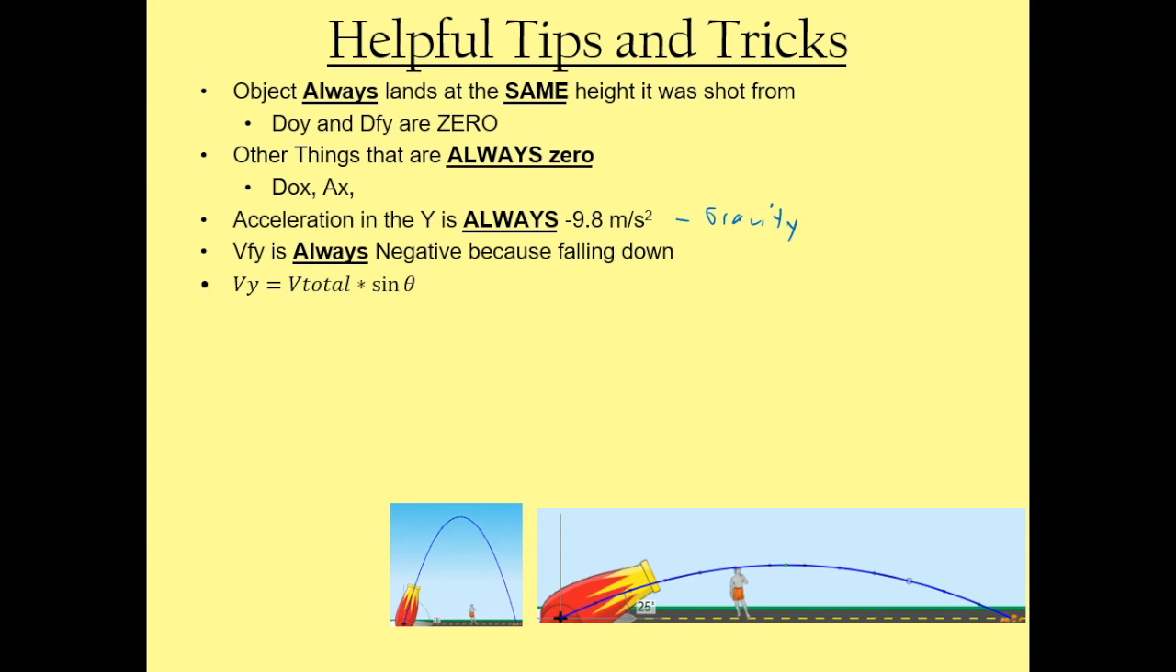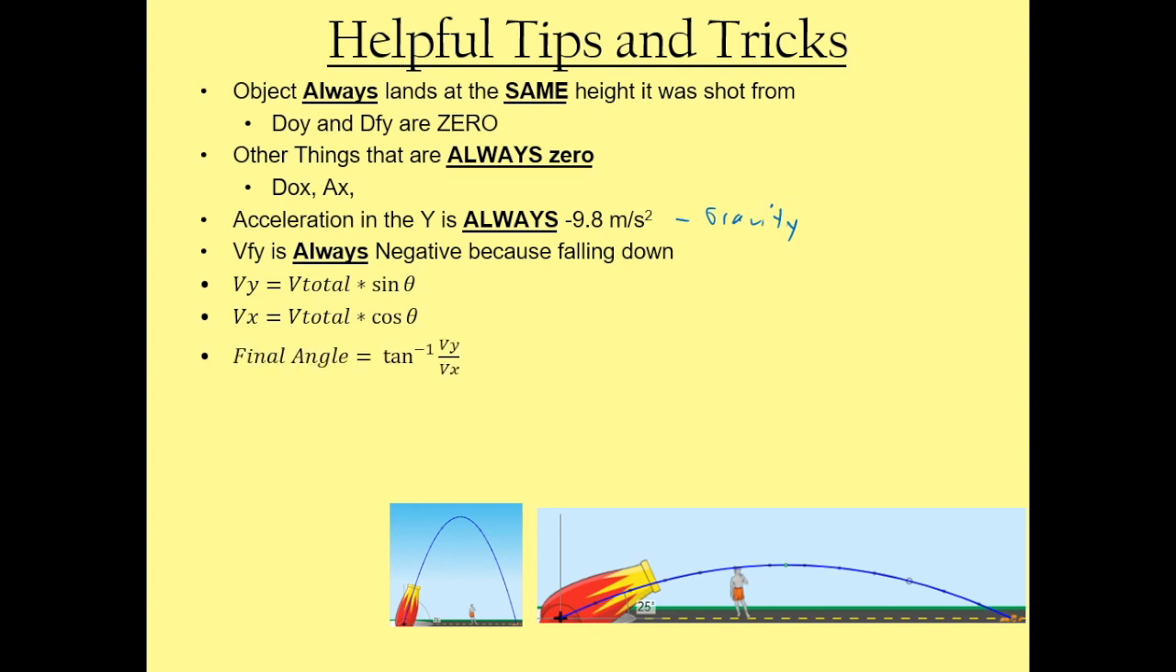If we want to solve for Vy with an angled launch problem, we need to use our trig function, which if we simplify it is really just our total velocity times sine of theta. Doing the same thing for the x, we get our total velocity times cosine theta. So these are just simplified equations that I recommend you guys write down somewhere and use as kind of a shortcut.